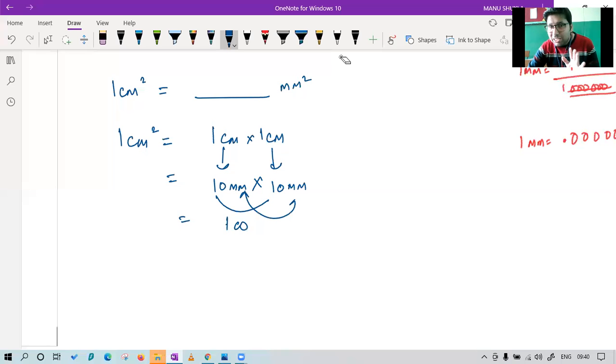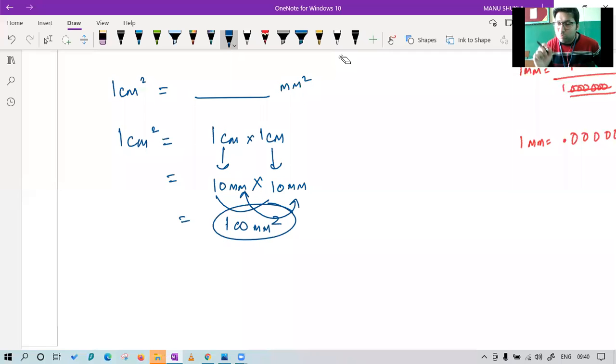And we have studied when the bases are same, class, do you remember? When the bases are same and they get multiplied, the power becomes added. So it becomes millimeter plus millimeter, please tell, square. Yes. So this way we can get the answer.